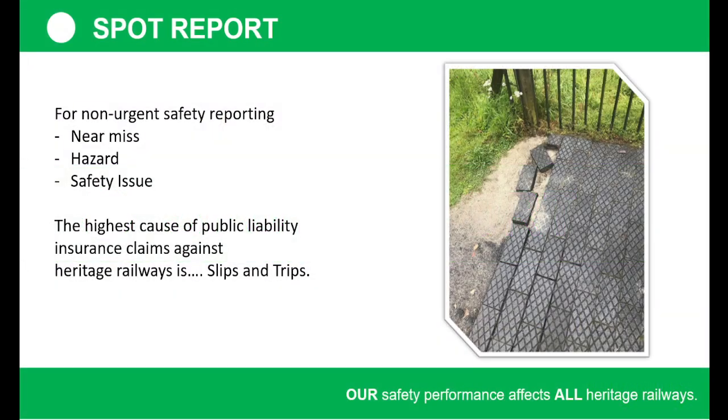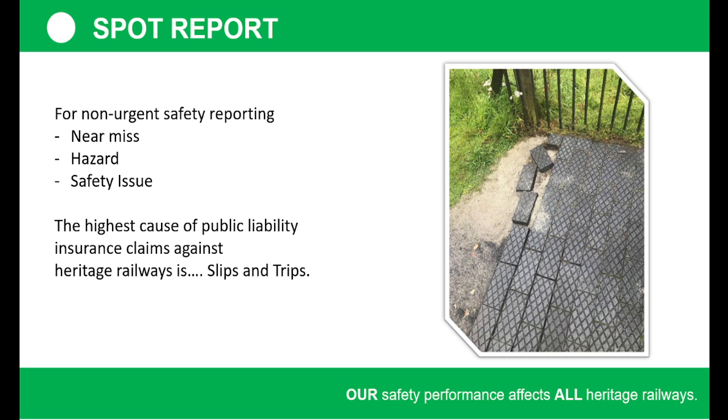So first of all, a brief recap of what the Spot Report system is and isn't for. It's for non-urgent safety reporting of near misses, hazards and safety issues. Slips and trips are the classic example of things that could be prevented by efficient use of the Spot Report system, slips and trips being the highest cause of public liability insurance claims against Heritage Railways.